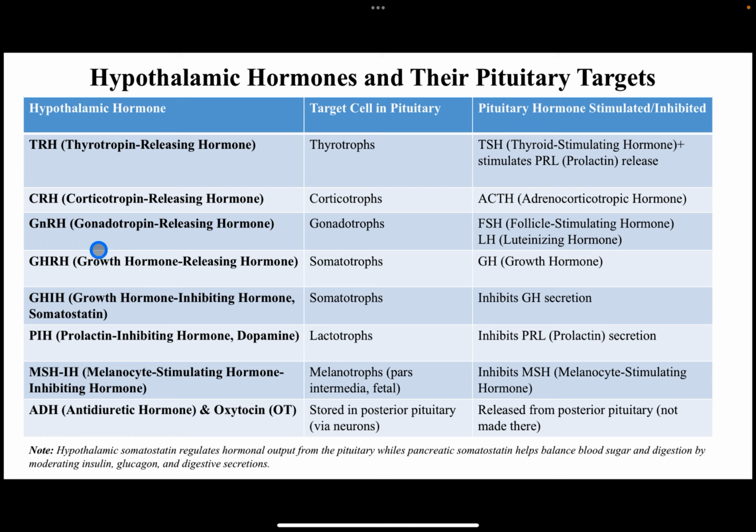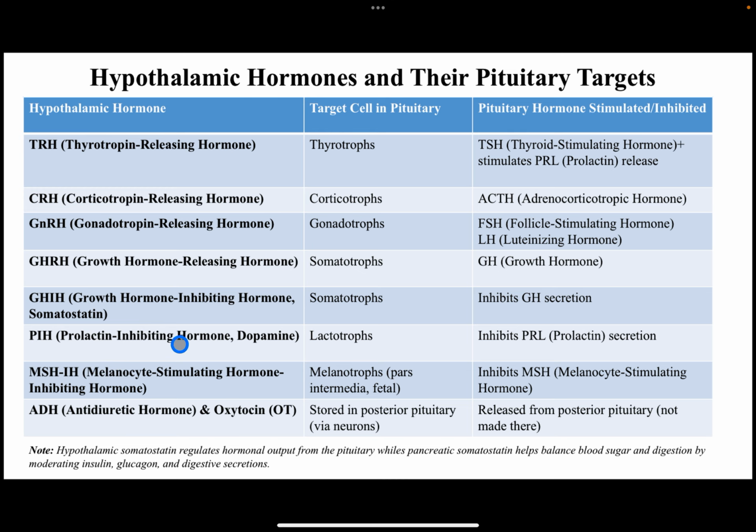Remember that the growth hormone releasing hormone will rather facilitate the growth hormone production. But the growth hormone inhibiting hormone will stimulate the same somatotroph cells, but then it will inhibit growth hormone secretion. Is that okay? Good.